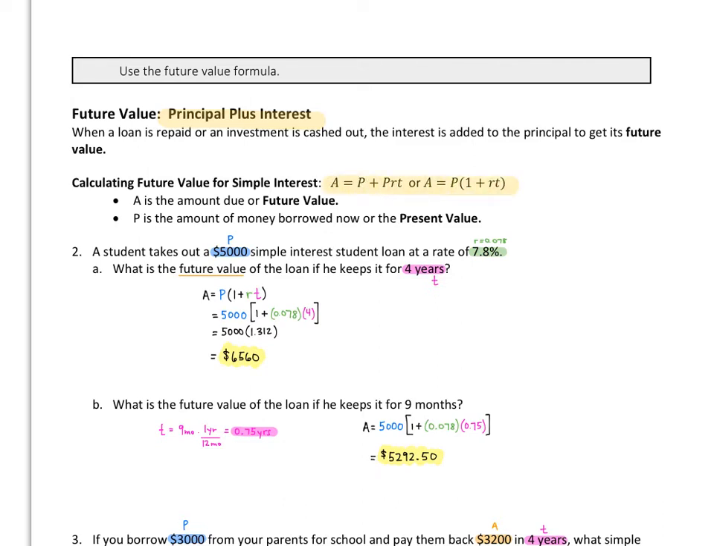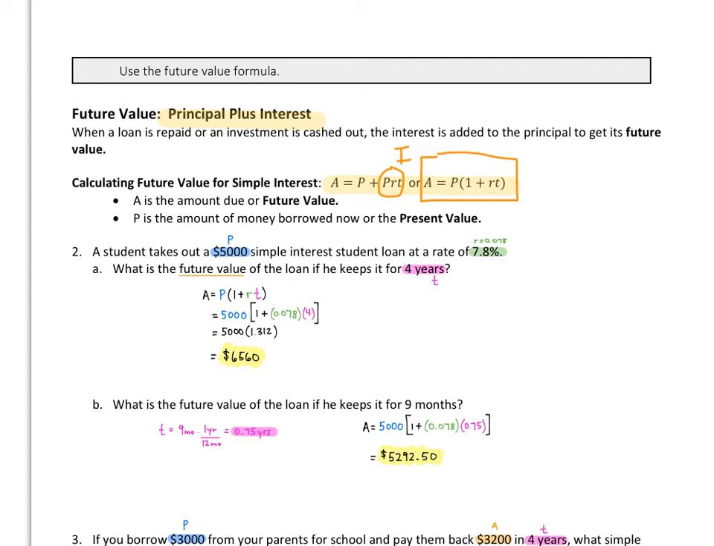A equals P, the principal, plus the PRT. Well, that PRT is our interest, right? That's our simple interest. So we're taking the principal and we're adding the interest to it. Now, typically, we're probably going to use this formula here, which just means we are going to factor the P out, and that's what we're left with, P times 1 plus RT.